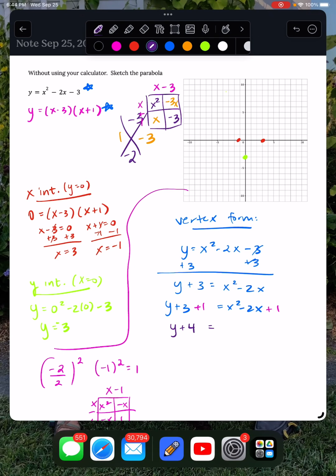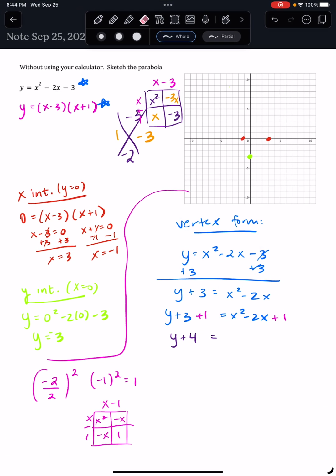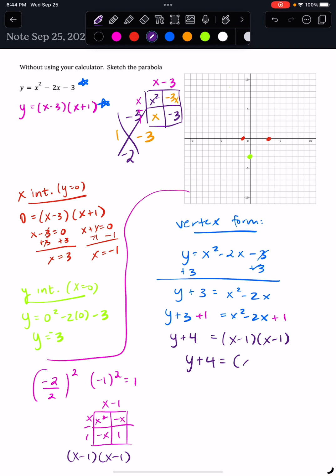And I can rewrite this based on my box method, just like we see here, as x minus 1 times x minus 1. And another way to write x minus 1 times x minus 1 is we can just write it as x minus 1 squared, which is helping us get to our vertex form. And now we're just going to subtract 4 from both sides. And we're left with y is equal to x minus 1 squared minus 4.